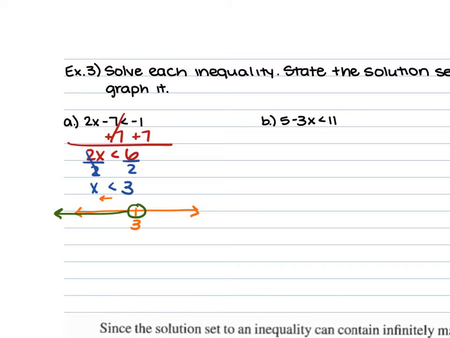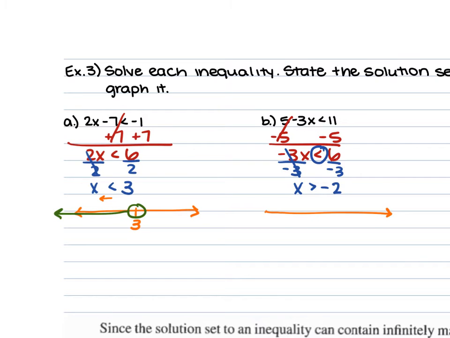For example B, we have 5 minus 3x is less than 11. So we're going to start by subtracting this 5 from each side. We get negative 3x is less than 6. Now with this, you're going to divide each side by that negative 3. And your rule when you are dividing or multiplying each side of the inequality by a negative is you flip the sign. So this is going to be x is greater than negative 2. So our sign flips because we divided each side by that negative number.